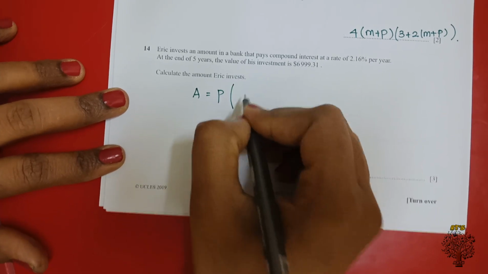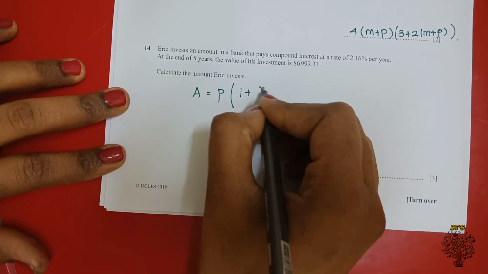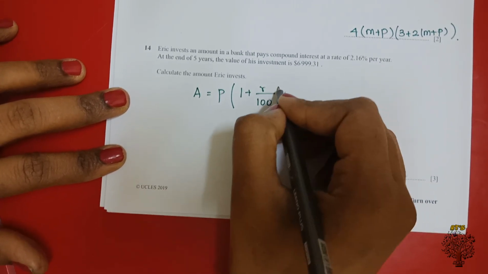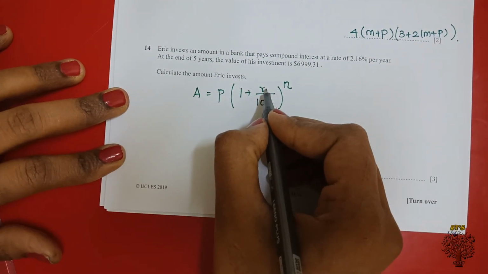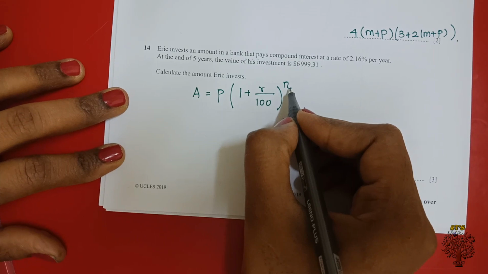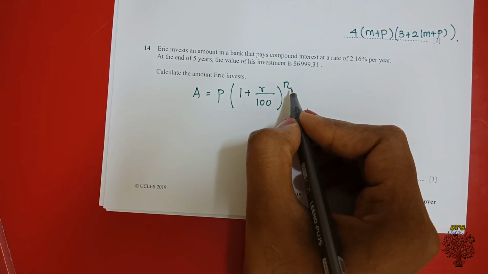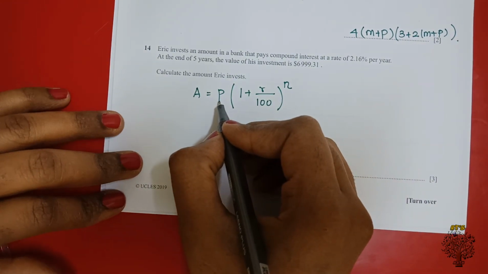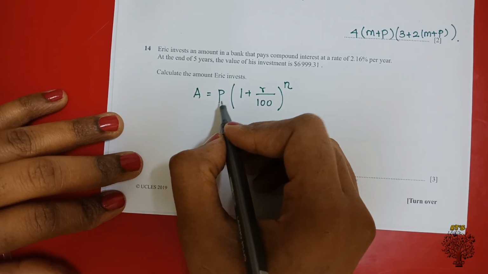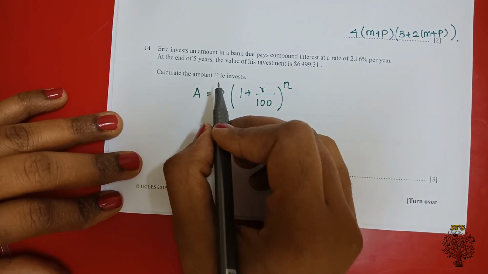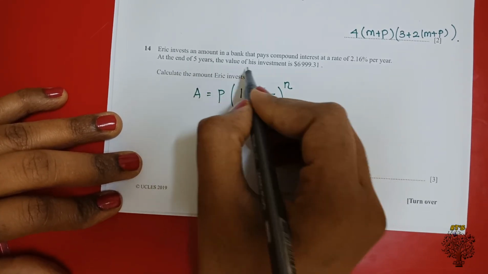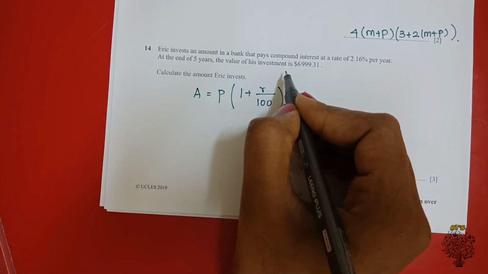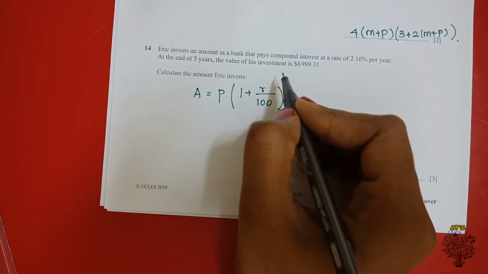Amount is equal to principal multiplied with 1 plus r divided by 100 the whole power n. Here r is the rate of interest, n is the number of years or periods, I can say. P is the principal amount. Okay, they want us to find the principal amount. The value at the end of 5 years, the value of his investment means after 5 years, that will be the total amount.